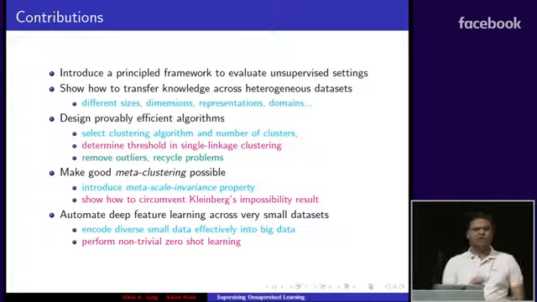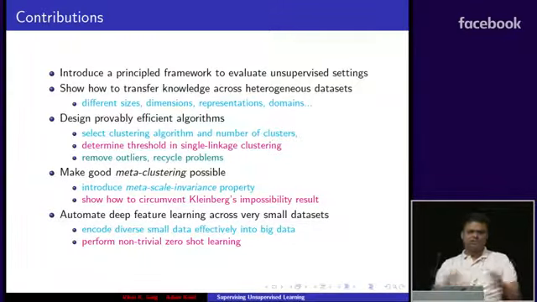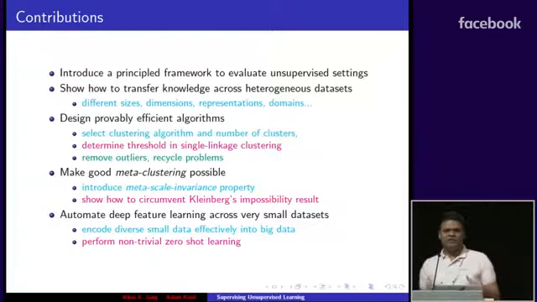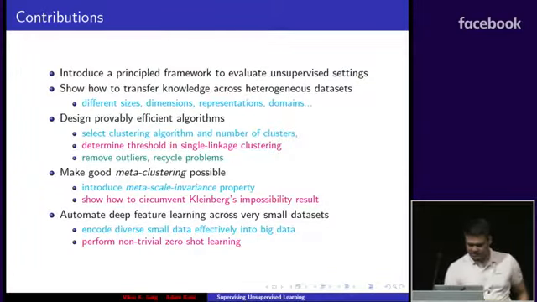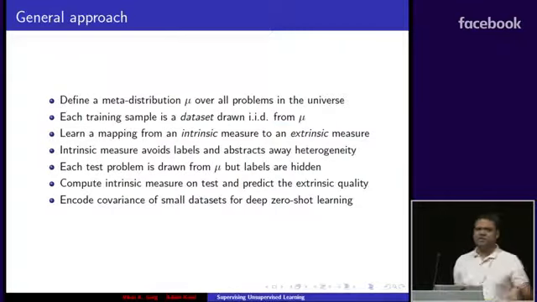Finally, we also show how you could automate deep feature learning across multiple small data sets, and you could do zero-shot learning with new data sets. So this provides preliminary evidence to the fact that you could combine various small data sets from different domains and learn across them. The general approach works like this.